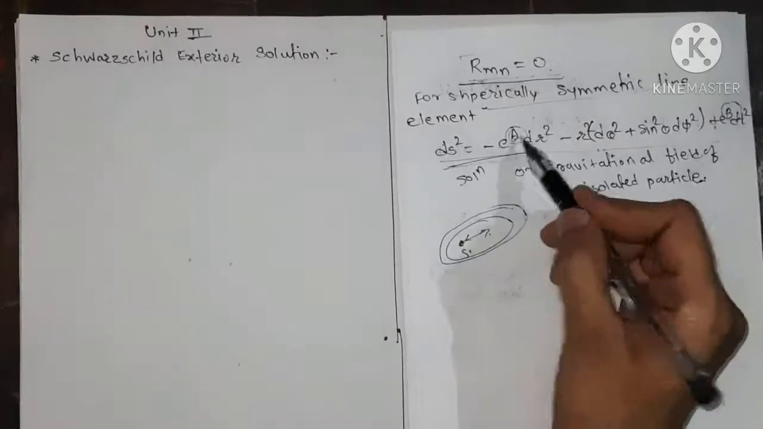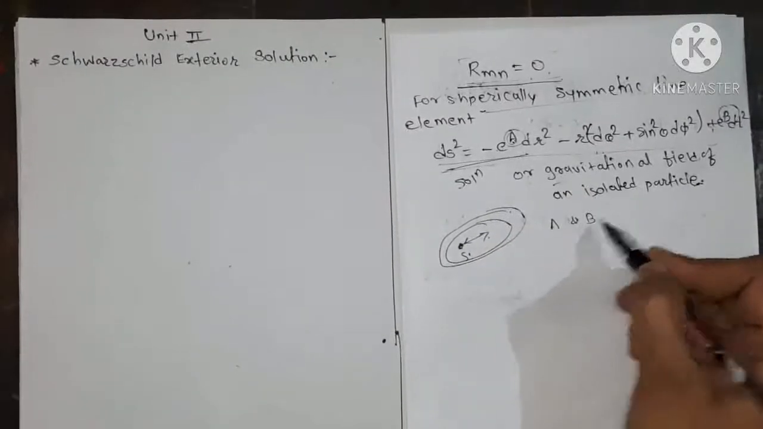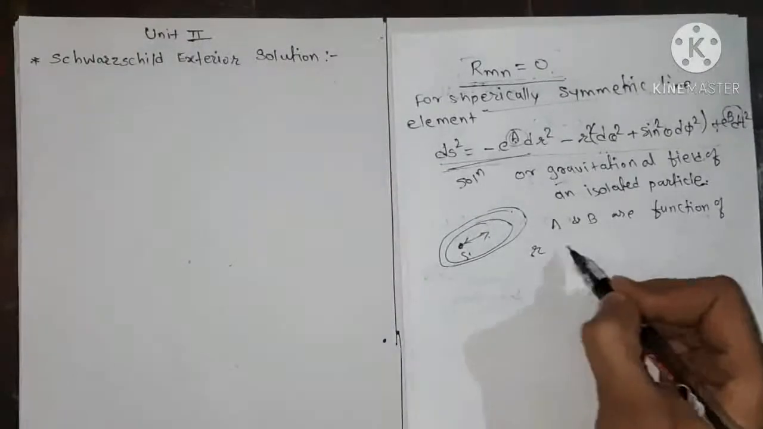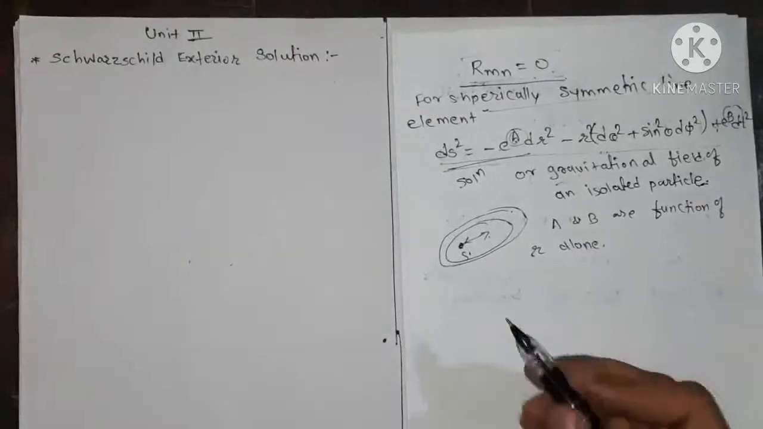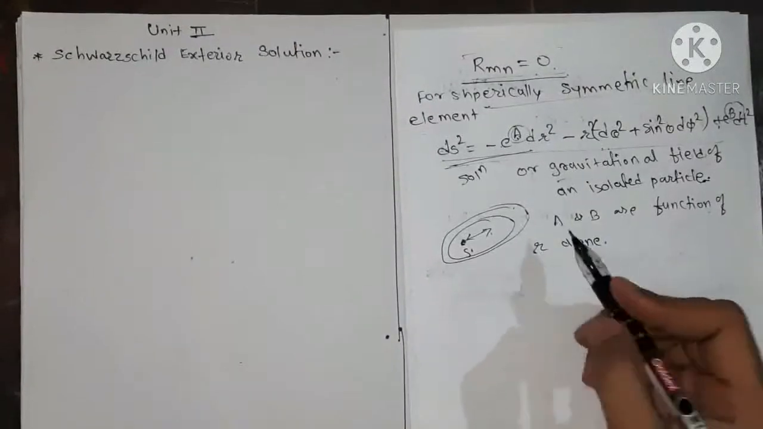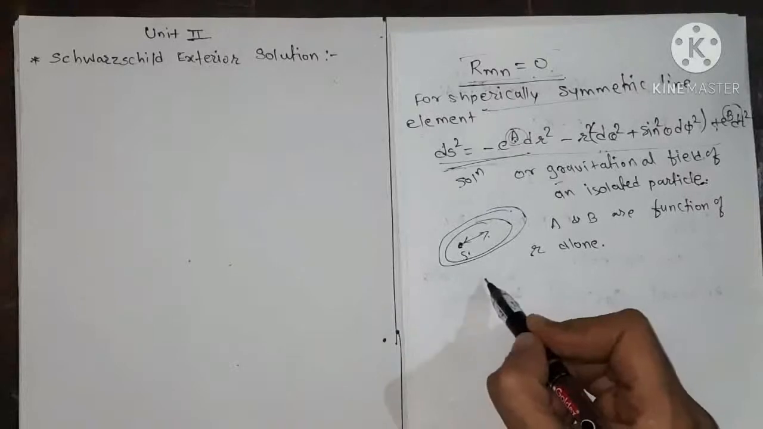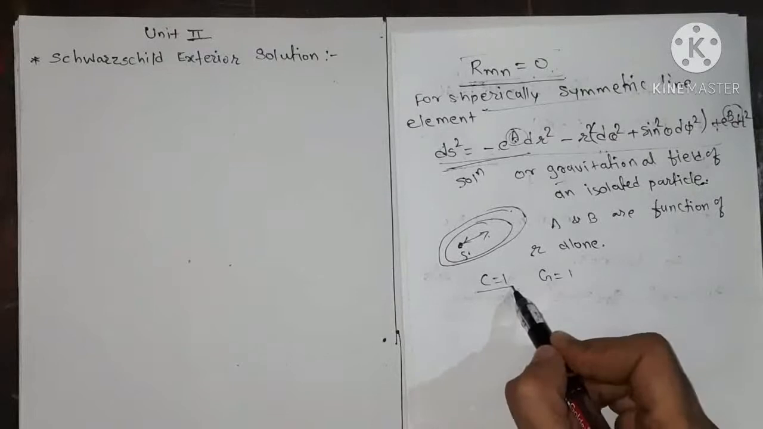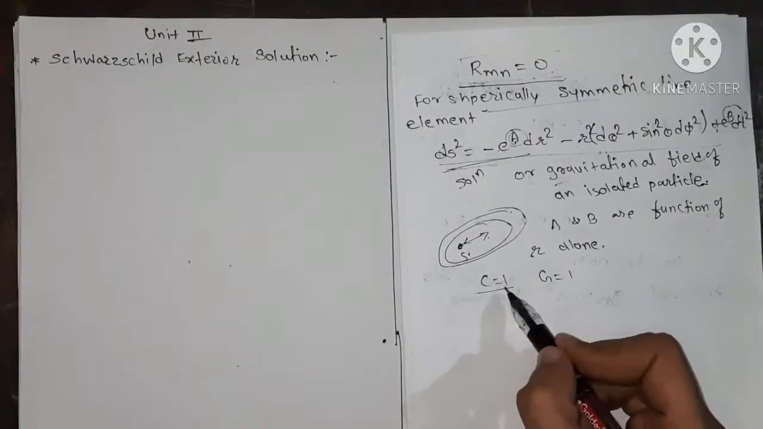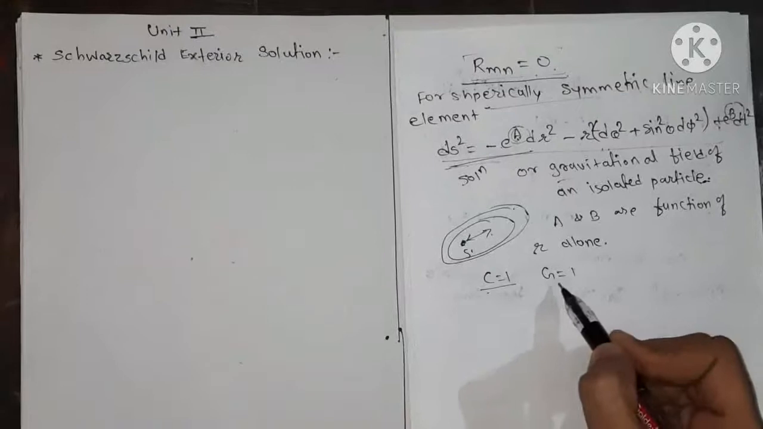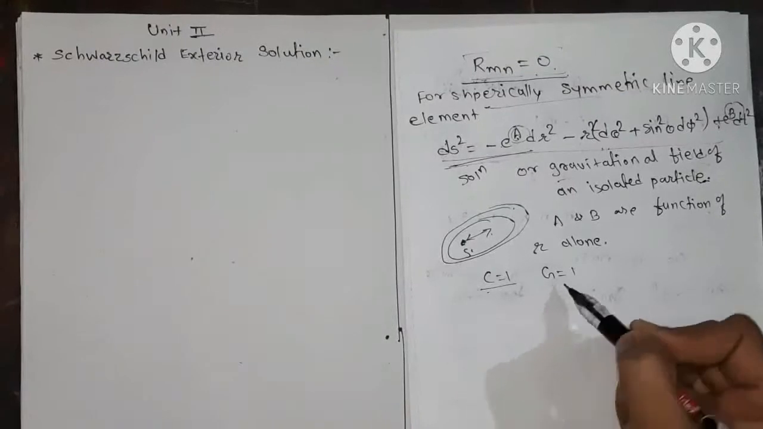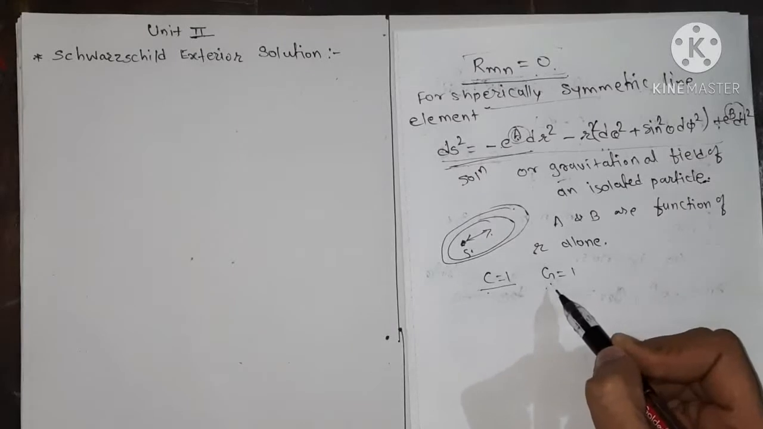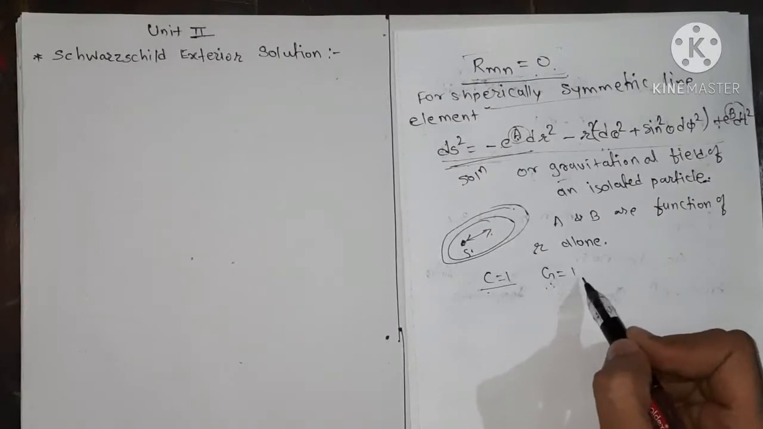And as here we have taken A and B as functions of r alone, and we take the units such that c is equal to 1 and G is equal to 1. What is c? c is our speed of light. So we take units in the manner that c is equal to 1, and we take units in the manner that G is equal to 1. What is G here? G is our gravitational constant. So this is equal to 1.